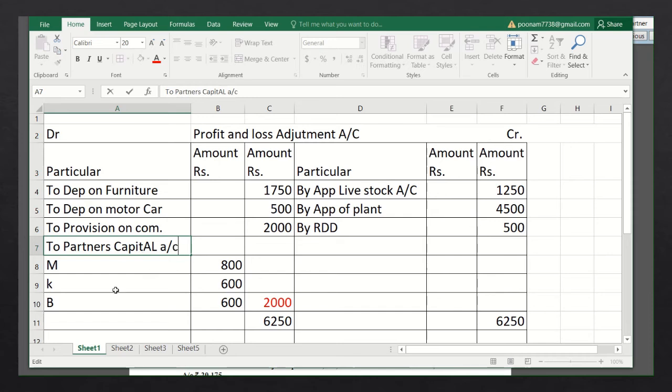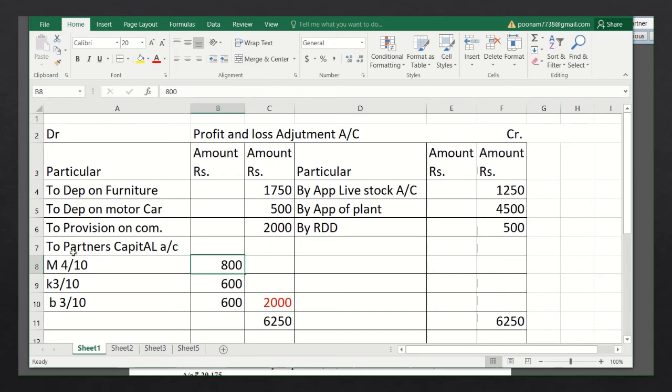Okay, students. So it's a profit. Mama, Kaka and Baba's ratio is 4:3:3. You know that the balance, profit or loss, in the revaluation account is distributed in the old ratio. So what is the old ratio? You already know, students: Mama's is 4/10, Kaka's ratio is 3/10, and Baba's ratio is 3/10. By applying this ratio, we'll get 800, 600 and 600.